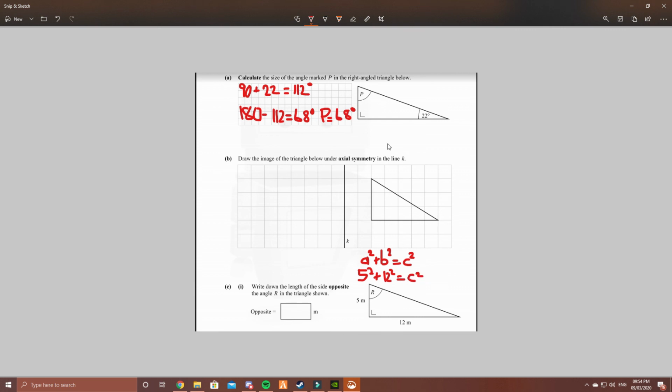Then if we calculate that, we're going to get 5 squared is going to be 25, and 12 squared is going to be 144. And add those two together, you're going to get 169, and that's going to be equal to c squared, not c yet, because to get c, we're going to need to get the square root of 169.